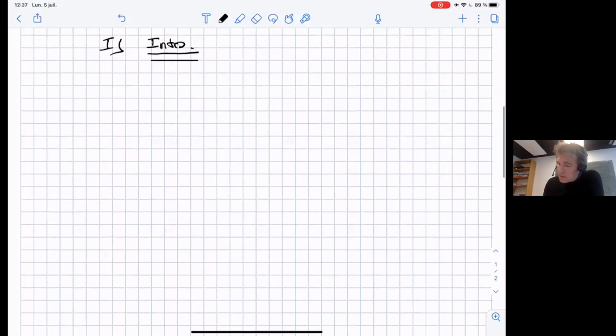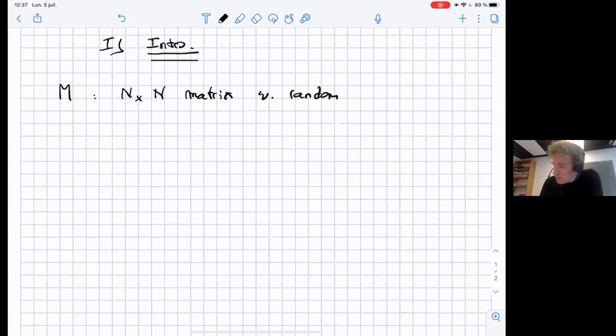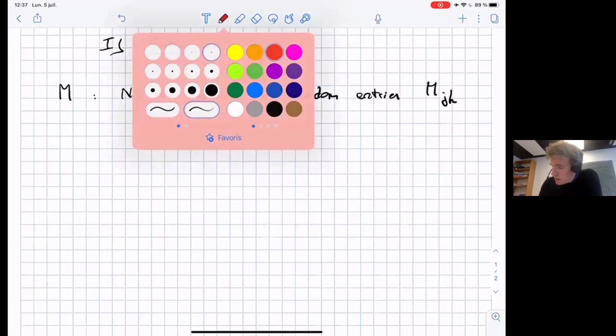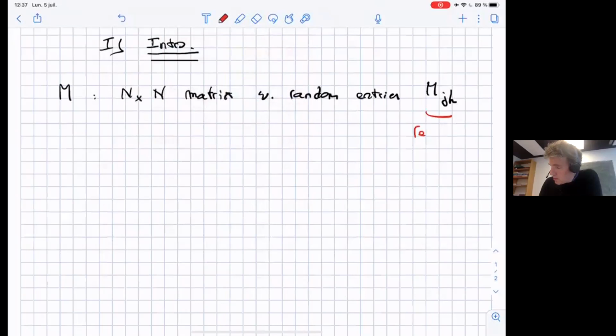So basically the topic of random matrices is quite simple to explain. I will just consider capital M, which is say an N cross N matrix. And it's random in the sense that the entries are random. I will generically denote them M_jk. And note that these guys, in principle, can be real or complex.